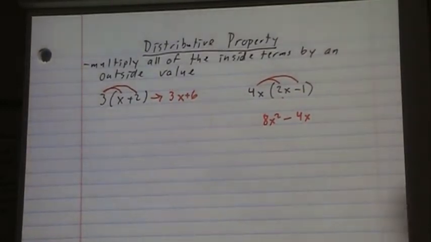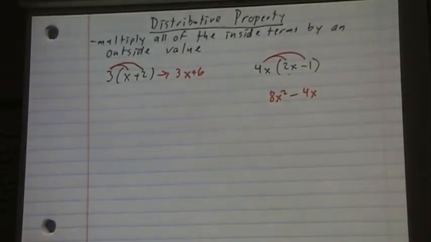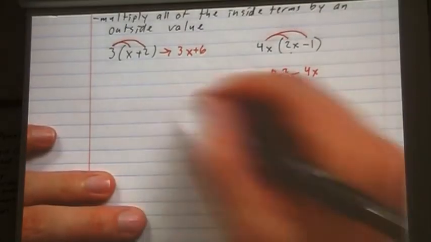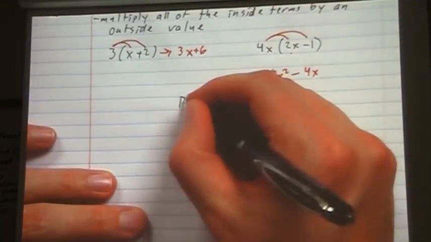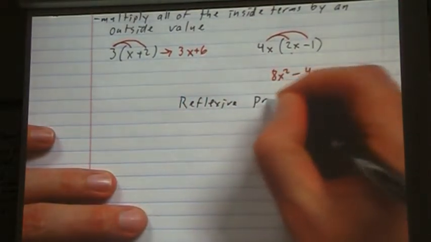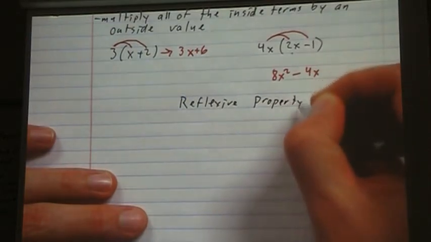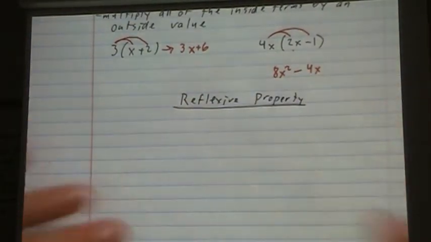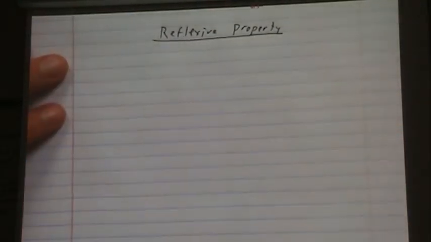Now, the next 3 properties you're going to see in questions where it will show you a piece of information and say what property is being used here. The reflexive property is our first one. And with our reflexive property, don't get confused by it. It just says any value equals itself.